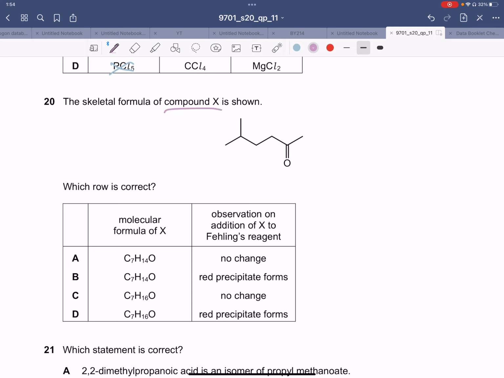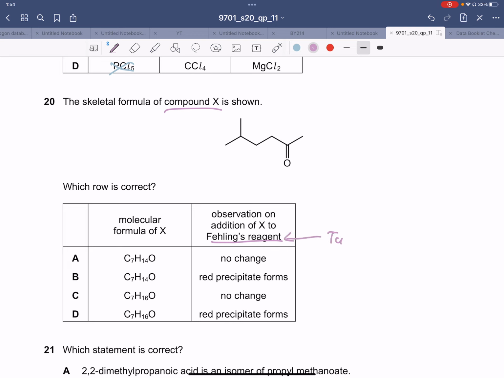Ooh, we're into organic chemistry now. Okay. Which row is correct? All right, molecular formula of X. Okay, that should be the easier question. And the observation upon addition of X to Fehling's reagent. Okay, so Fehling's reagent right here is a test for an aldehyde.